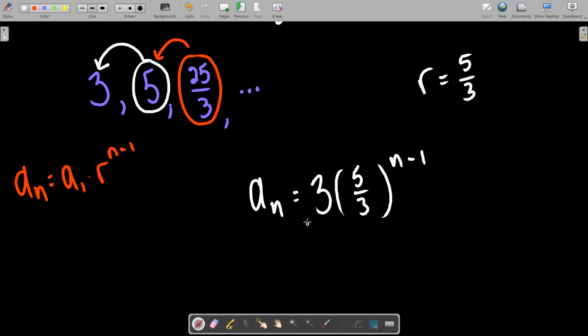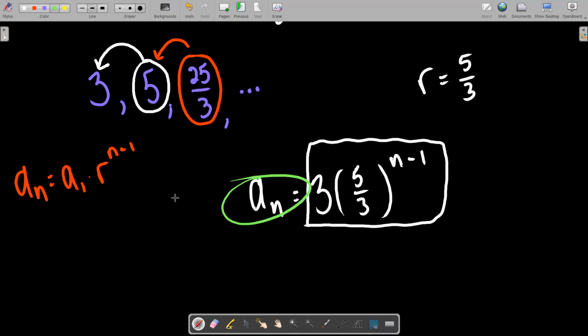And by the way, you're going to be doing a lot of this in Delta Math today. Delta Math is going to be heavy on type in the formula based on the sequence that you see. It'll already have this a sub n equals part. You don't have to type that. You just have to type what's in the box. So 1 down, 2 to go. Next one. Here is our sequence.